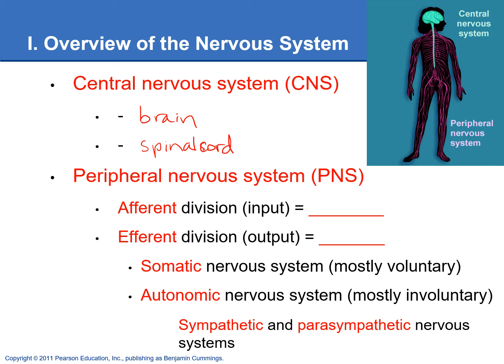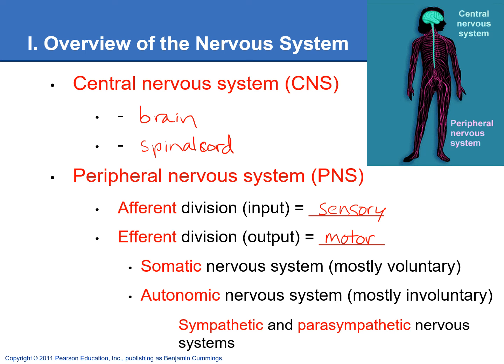So this includes the afferent division or sensory nervous system. So this is going to be bringing all of the sensory information into the spinal cord and the brain. And the efferent division, which is all of the motor information, which is going to be going out to the muscles and the glands from the brain and spinal cord.